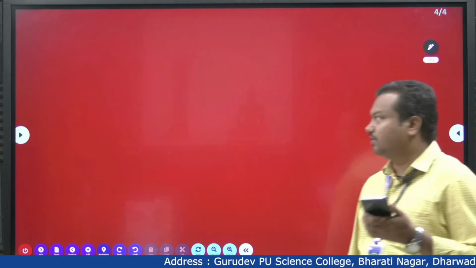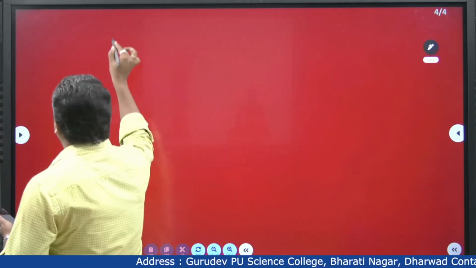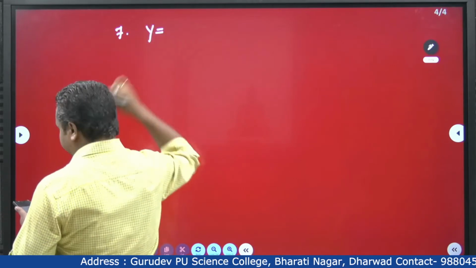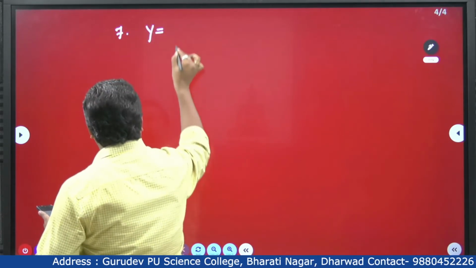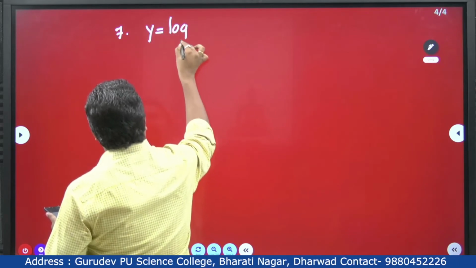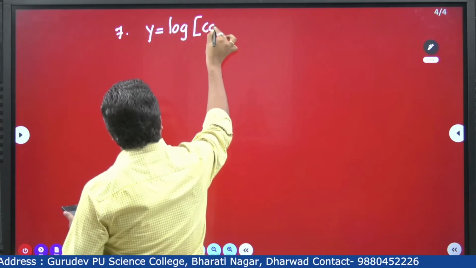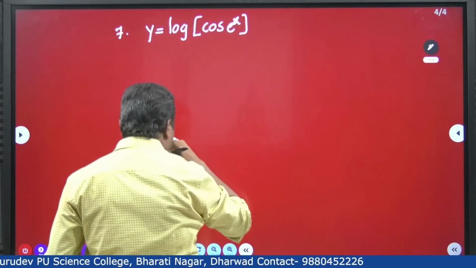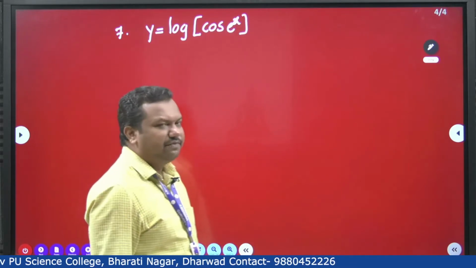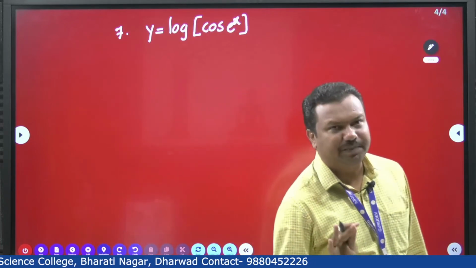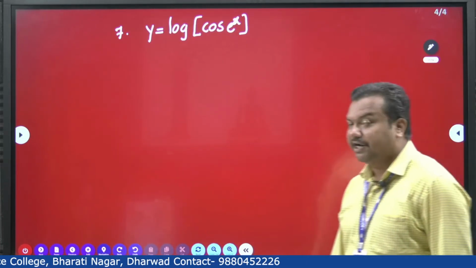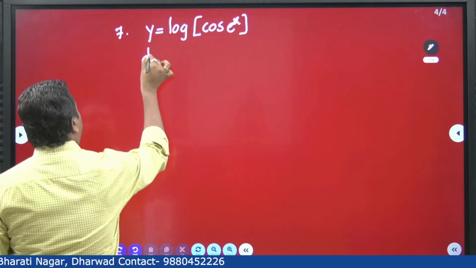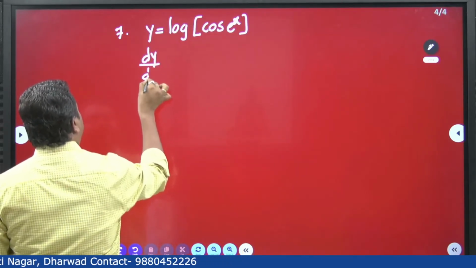The next question is on differentiation. Differentiate, let me consider y is equal to log of cos of e to the power x with respect to x. So, you have to differentiate the given function with respect to x. Means what? We are trying to find dy by dx, right? I hope you remember the identity in this case.